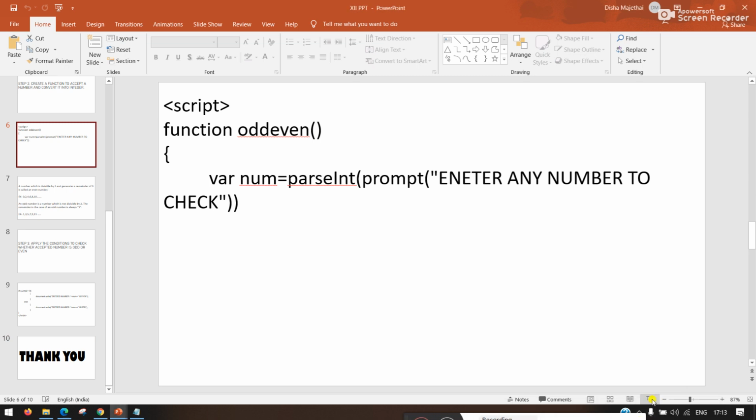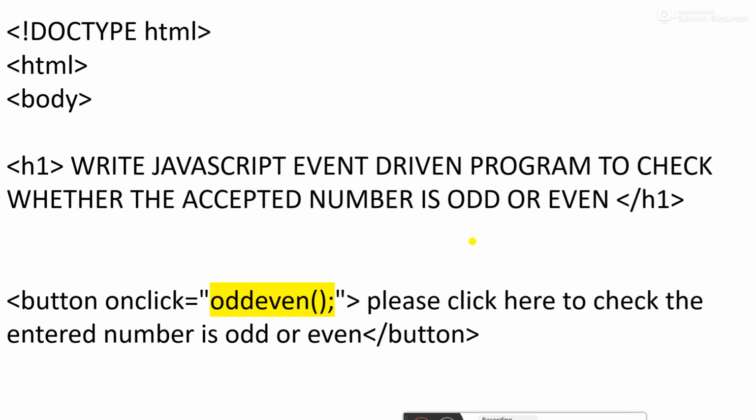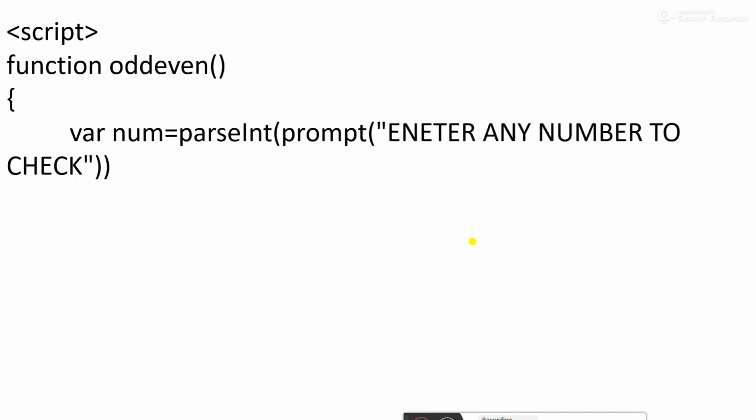Now see the program once again. First we need to create a button, right, by using the button tag. Then the second step is to create the function, as it is an event driven program, so a function is a must. So function oddeven is a function which we are creating, a user defined function where we are going to accept the value from the user, and then the accepted value is converted into an integer and saved in the num variable.